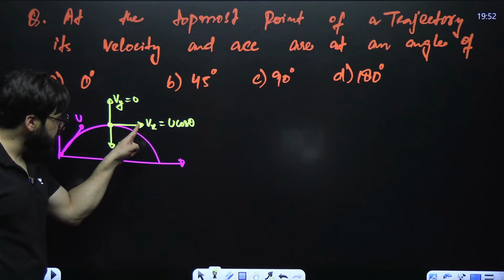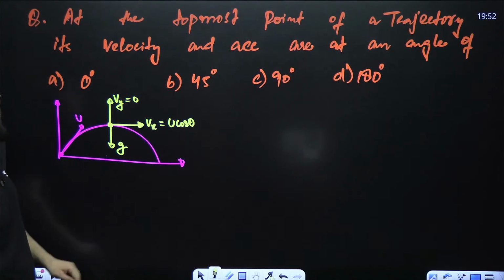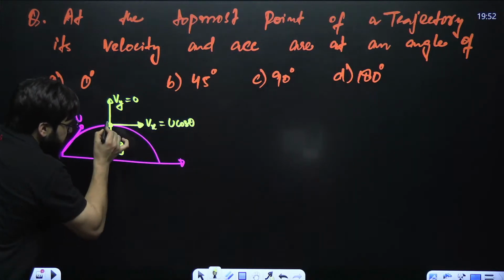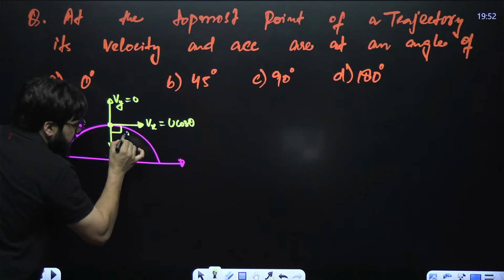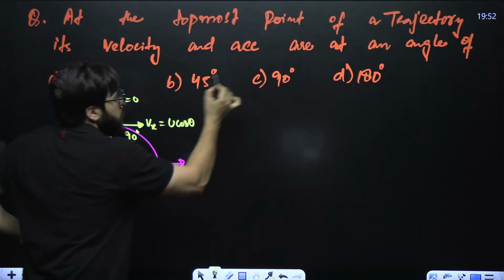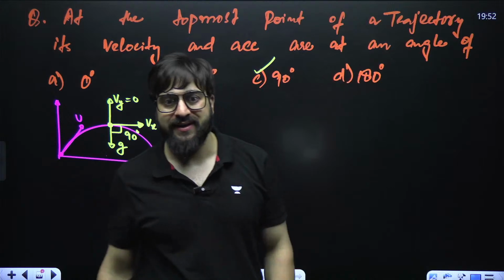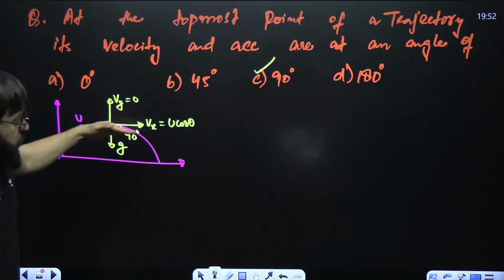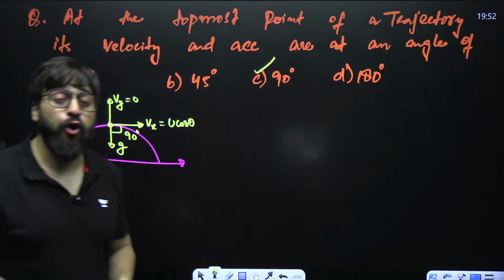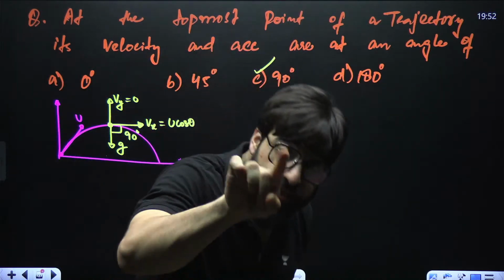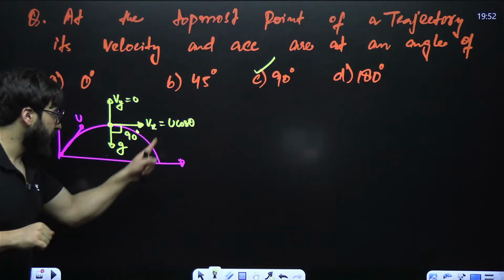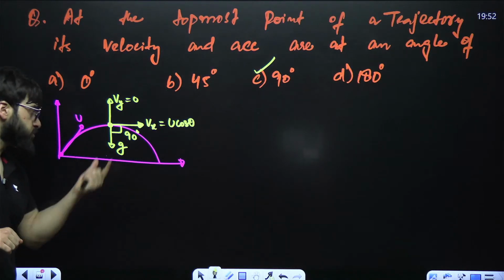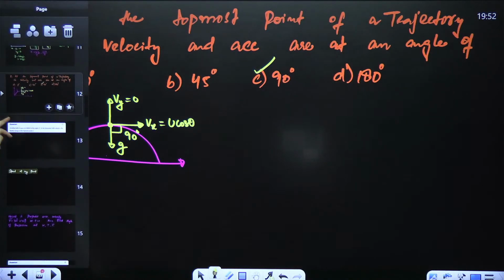How much angle is the velocity making with the x-axis? Its velocity and acceleration are at an angle. This is the velocity, this is the acceleration. How much is the angle between these two? That is 90 degrees. So which option is correct? Option 90 is correct, because you don't consider the vertical velocity since it is 0. So at the topmost point, it has only one velocity, the horizontal velocity u cos theta forward, and acceleration due to gravity is downward. So it is 90 degrees. Next.